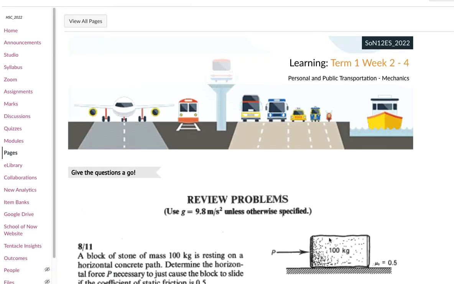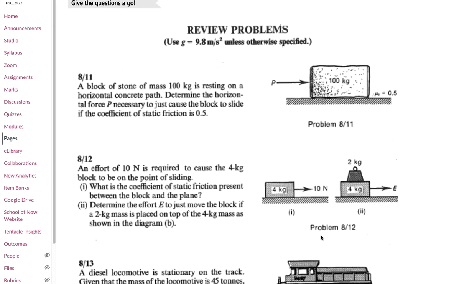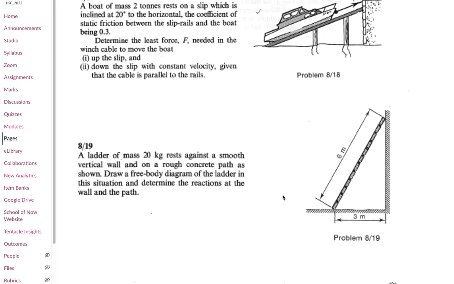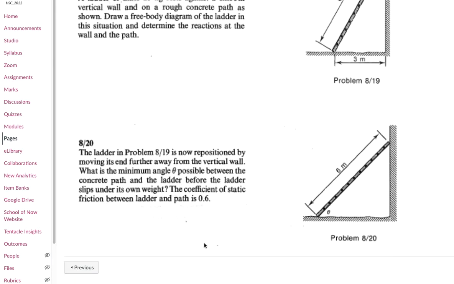And here are some equations that you can work through. Starting with the simpler one, like a 100 kilogram block is resting. Determine the horizontal force P to just cause the block to slide if the coefficient of friction is 0.5. Okay, so again, starting with one that's quite easy, and as you go through, they're getting a little bit harder as you go and apply the formulas.